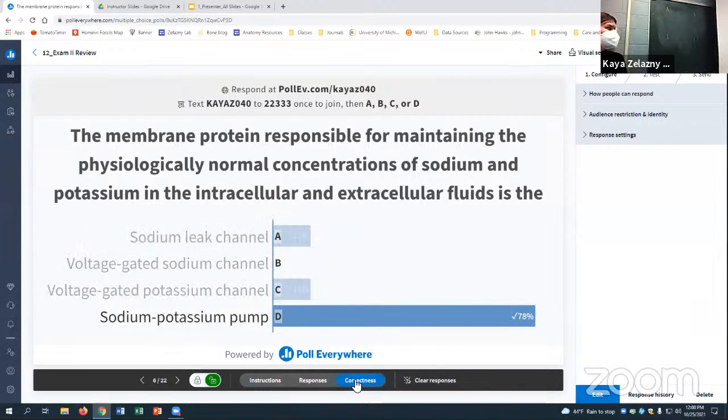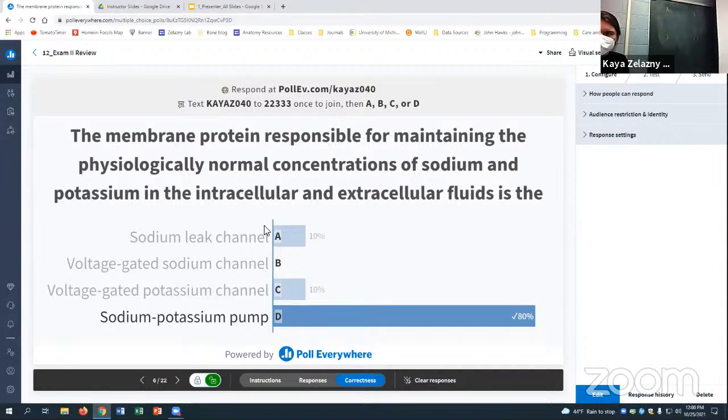Okay. Yeah, the answer is the sodium potassium pump. So when we're thinking about physiologically normal concentrations, what we're saying is what's helping us get to our resting membrane potential, because we know that to get the resting membrane potential to -70, a little bit of sodium comes in and a lot of potassium goes out. But if that's happening all the time, we would expect our concentrations outside and inside the cell to change, which would mess with stuff. So the sodium potassium pump is the reason that we're able to maintain those concentration gradients.